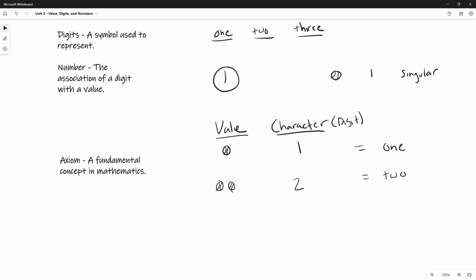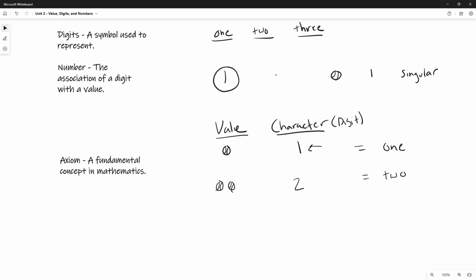So it's an abstract concept, and it can be a bit hard to wrap your brain around, especially at first, because we don't tend to think of these things very often. We just assume that a dollar bill has the value of 1, or that's 1 ball, or this symbol here is just 1.